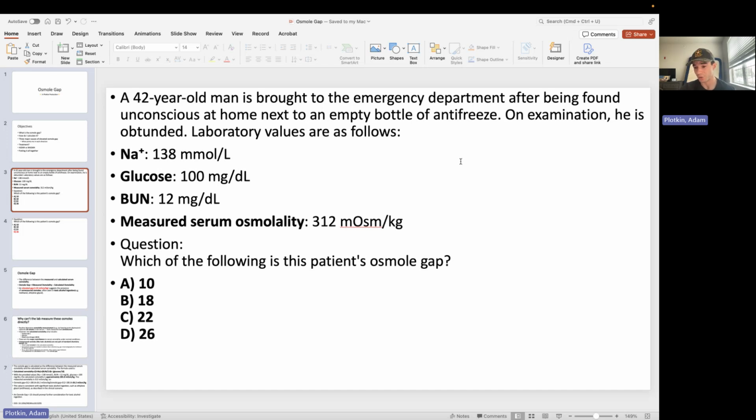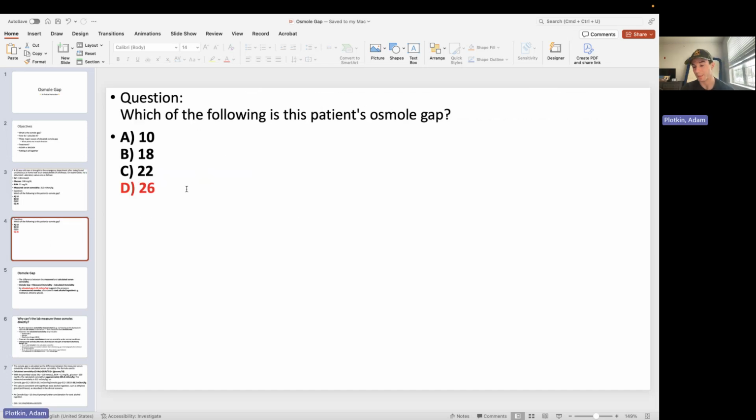If you didn't get a chance to answer it, here's your chance now. We've got a 42-year-old man brought to the emergency department after being found unconscious at home next to an empty bottle of antifreeze. On exam, he's obtunded. Lab values are as follows: the sodium is 138, the glucose is 100, the BUN is 12, the measured serum osmolality is 312. Which of the following is the patient's osmole gap? We've got 10, 18, 22, and 26. You can pause your screen and think about it, and I'll move on. So this patient's osmole gap is going to be 26.